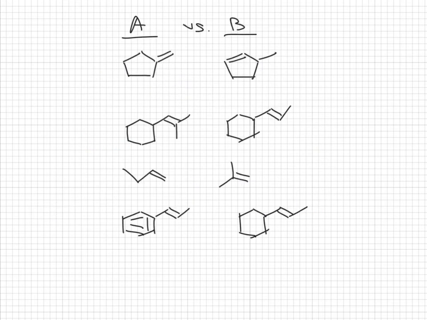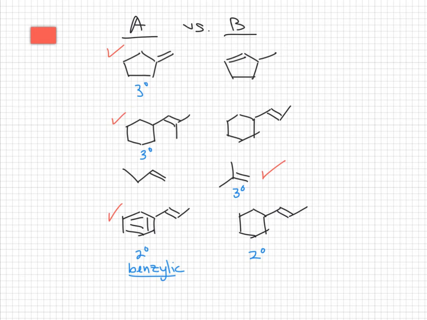Using the previous relative rates as a guide then, choose which of the following pairs reacts faster under hydration conditions. Pause the video now and pick which of the pairs reacts the fastest. Each of the fastest reacting components is marked with a check mark and an indication of the carbocation character. The phenyl derivative reacts faster because it forms a secondary benzylic carbocation, which is highly stabilized due to delocalization of charge.